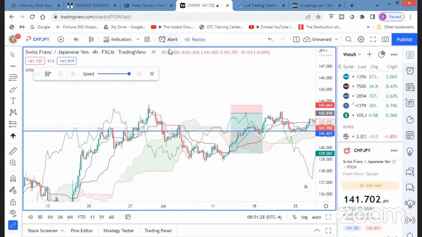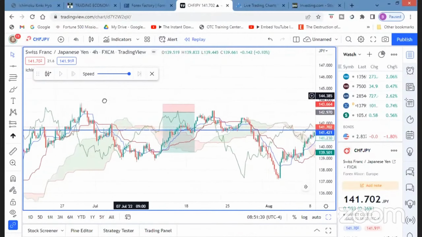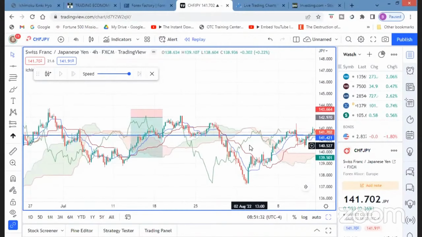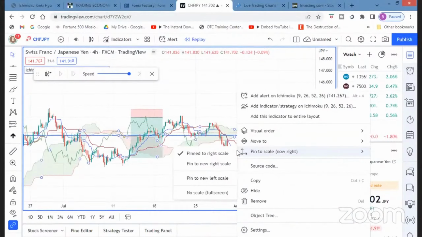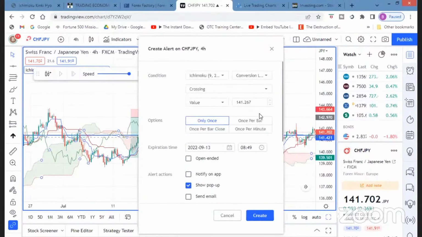In TradingView, can you put alerts on those inner and outer? Oh, that's a good question. That's a very good question. Add alert. Ichimoku 920. It looks like it. Looks like it. Okay. Ichimoku crossing. Conversion line. That's, yeah. Yep. Great. Okay. Thanks. Yeah, you're good.